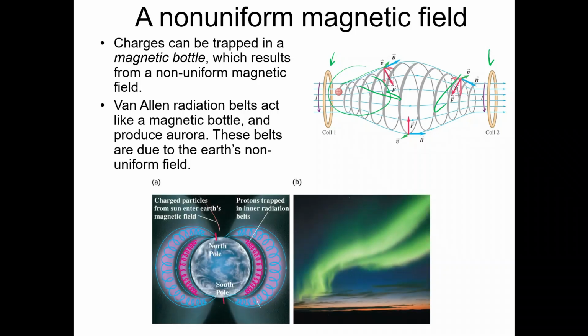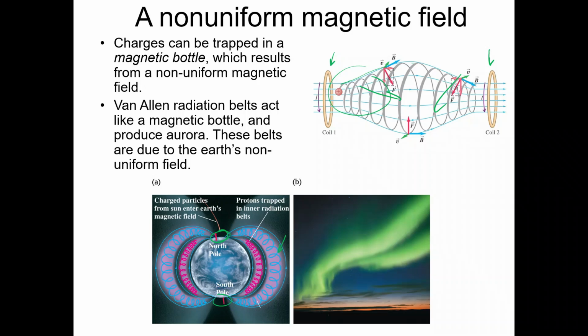Another cool example are the radiation belts. So we saw that the magnetic field has the shape of a dumbbell, and that creates a field that is weaker on the edges and stronger at the center. This has a tendency to trap the charged particles into the field, kind of like a magnetic bottle.